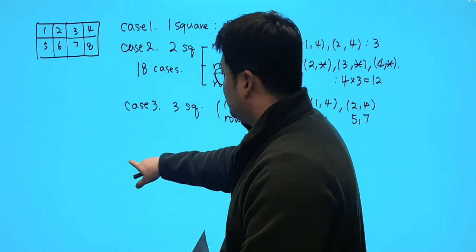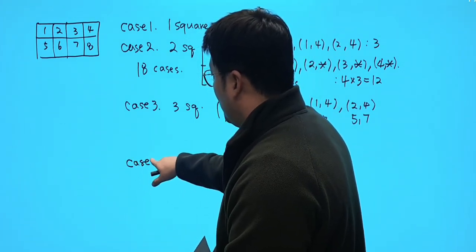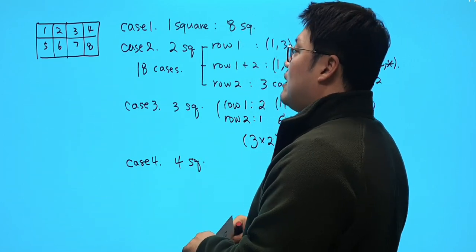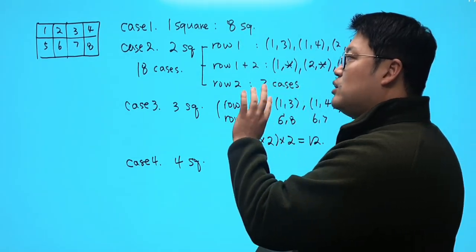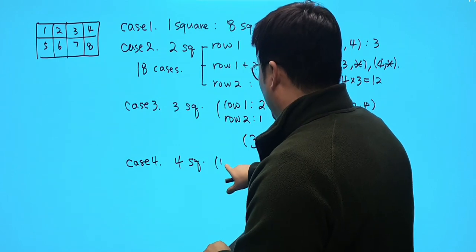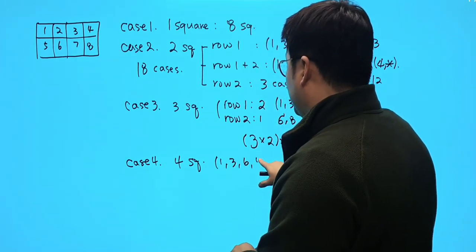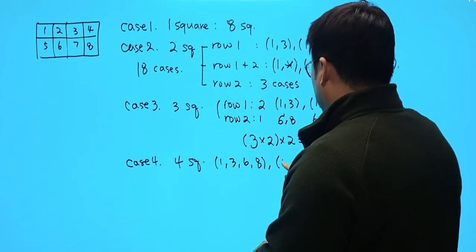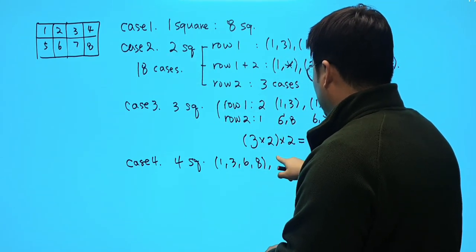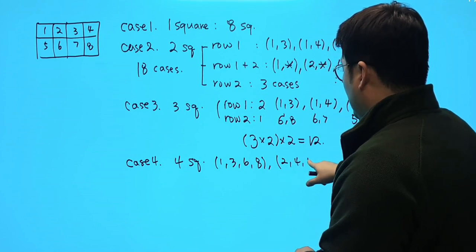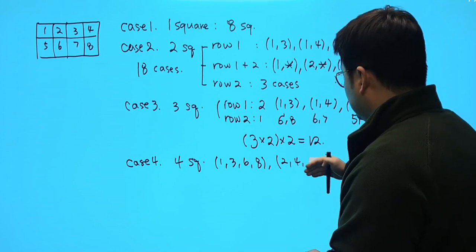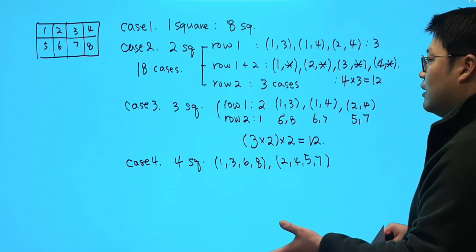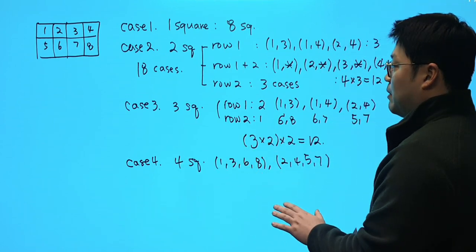Now, case number 4, which is going to be the last one: what if I have all 4 squares to color? If I color 4 squares, it's just going to be 1, 3, 6, 8, and probably 2, 4, 5, 7. Nothing else would work. So we get 2 cases in those bottom parts as well.